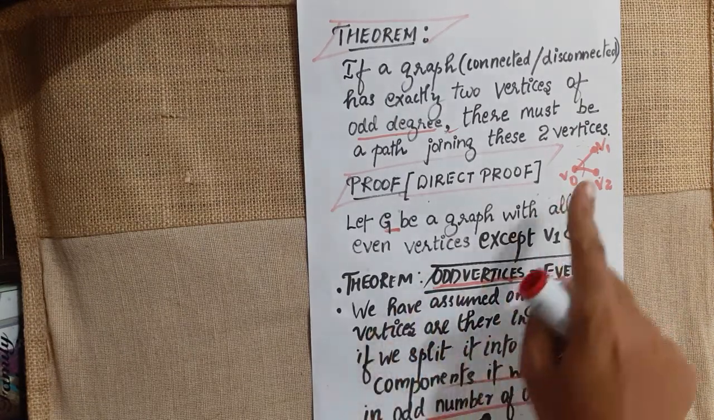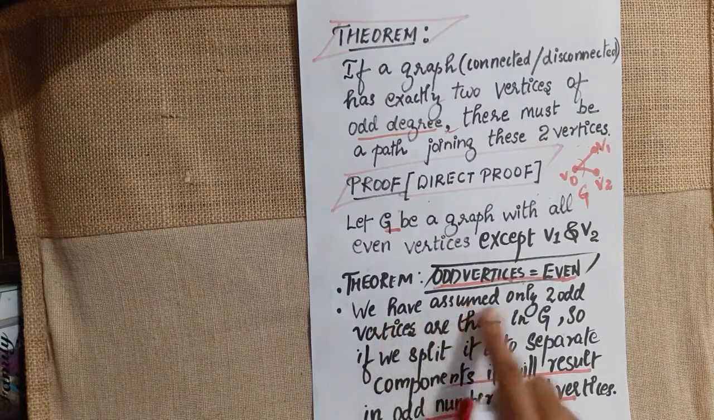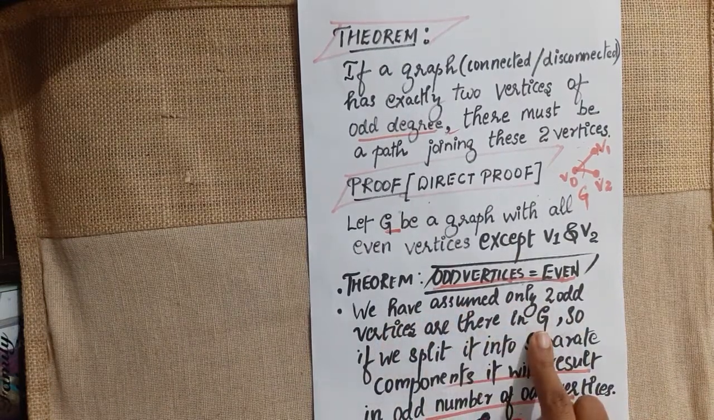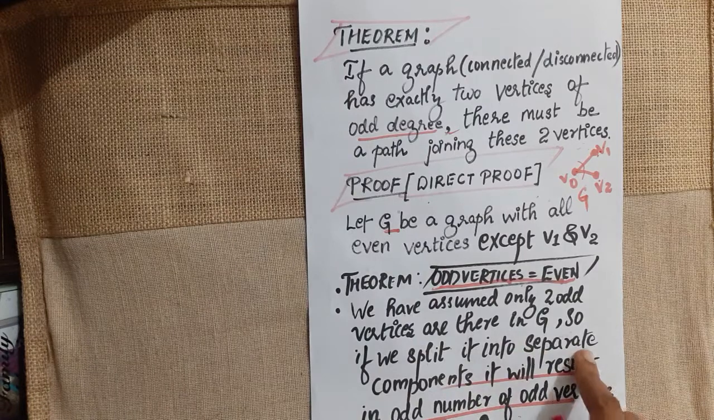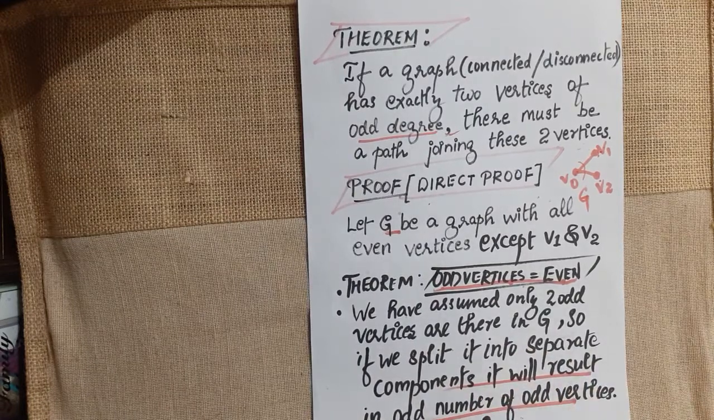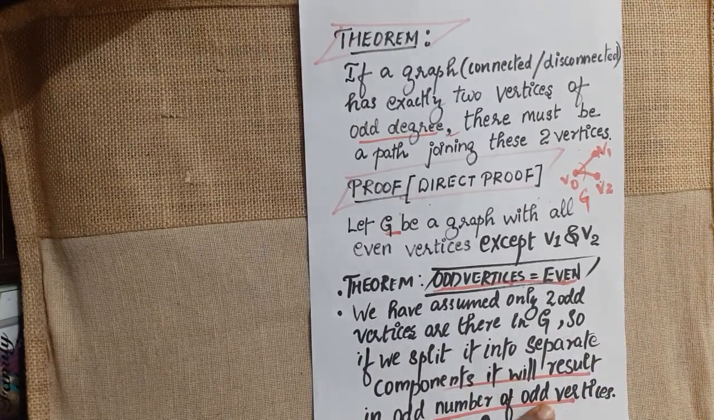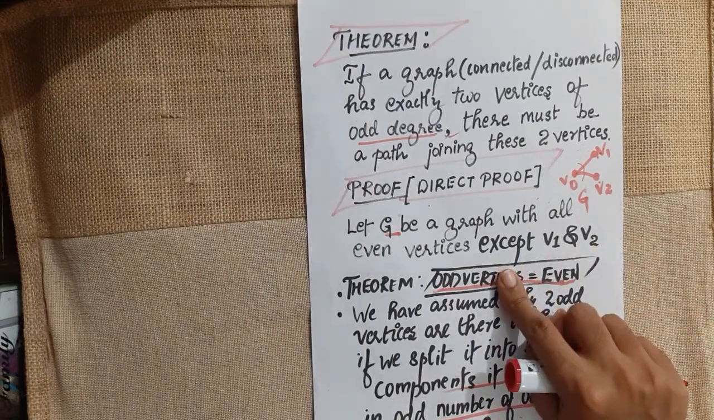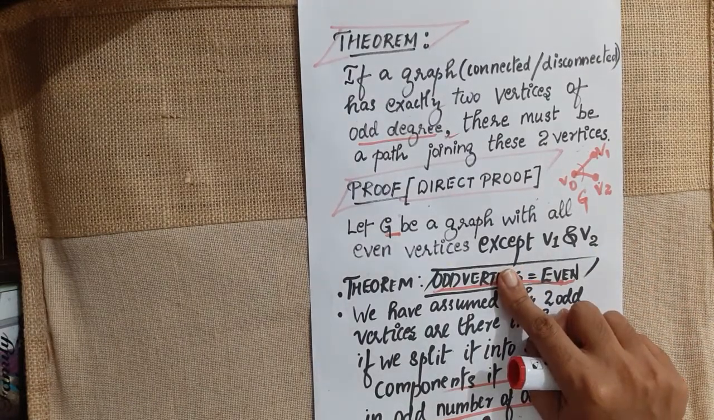So, in order to prove this theorem, we have assumed only two odd vertices in a graph G, so that if we split it into separate components, it will result in an odd number of odd vertices in either of the components, which is against this theorem, or which contradicts this theorem.